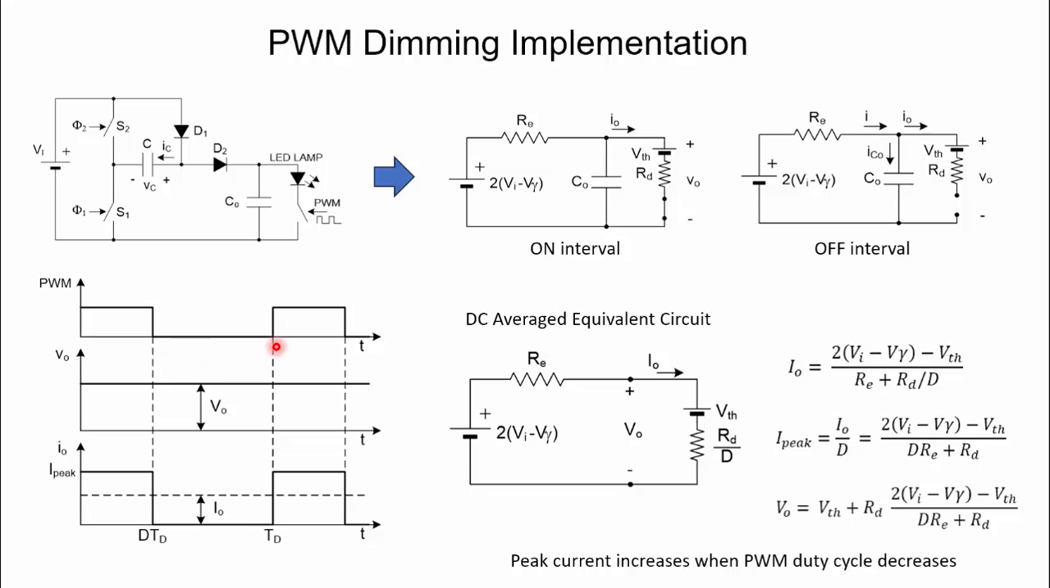Here we have the waveforms. This is the PWM signal. This is the DC voltage across the lamp. We can assume that because the PWM switching frequency is going to be high, the output voltage remains almost constant, and this is the waveform corresponding to the current. We have current during the on interval and zero current during the off interval, and the average current is I0 that we can obtain using this expression here. What we can see also is that the peak current depends on the duty cycle. So if the duty cycle decreases, we are going to have a higher value of the peak current.